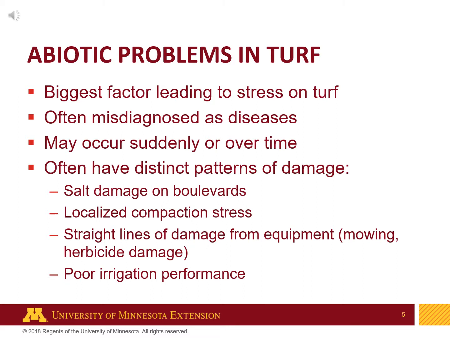Because of the various abiotic issues experienced, they may occur suddenly or over a period of time. For example, damage from de-icing salts often occurs suddenly, while turf failure due to poor quality soils may occur over a longer period of time. The good news with abiotic problems is that they often have distinct patterns of damage, such as increasing salt damage closer to roadsides, localized compaction stress, damage in straight lines, and poor irrigation performance.